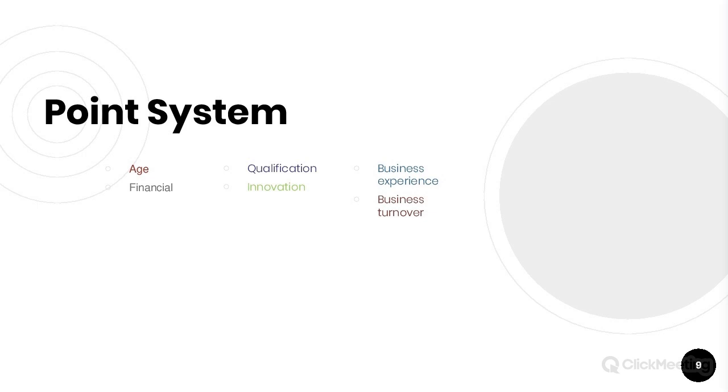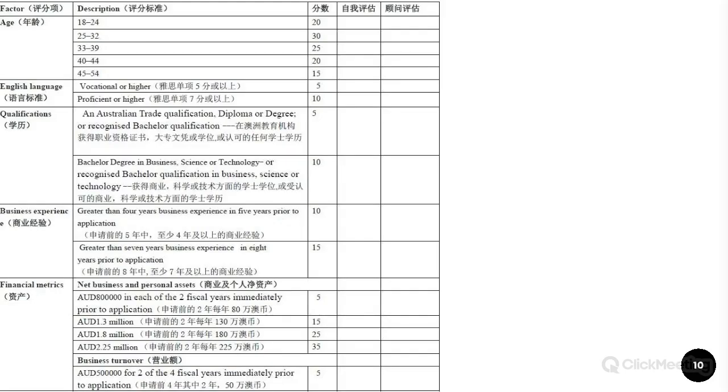The point system, of course, is different from skilled migration. They award different points to different criteria. The point system includes age, financial, qualification, whether the client has innovation, how long they have had business experience, and the business turnover. Okay, let me go through this one. I'm sorry about this one, this includes Chinese as well. So for age, if a client is between 33 and 39, they are awarded 25 points.